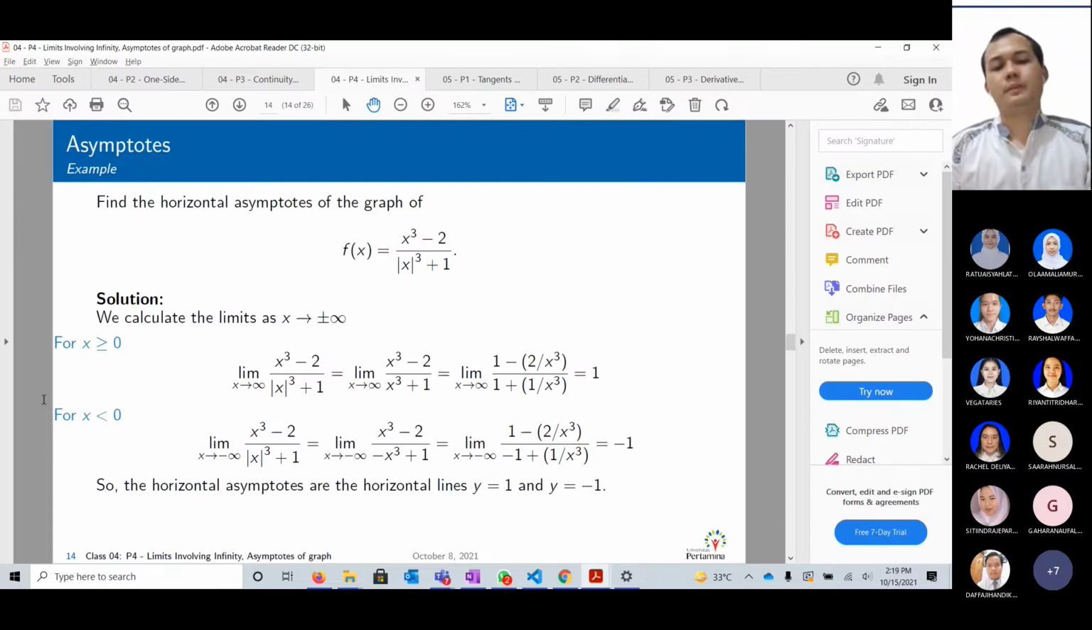Okay, now for example. We want to find the horizontal asymptote of the graph of f of x equals x cubed minus 2 over the absolute value of x cubed plus 1. For this case, we try to calculate the limits as x goes to positive infinity and also to negative infinity. So for x non-negative, so for x positive, something positive cubed is still positive.